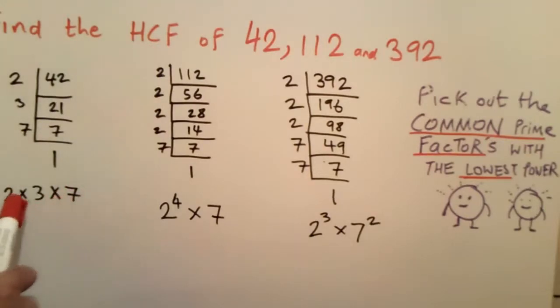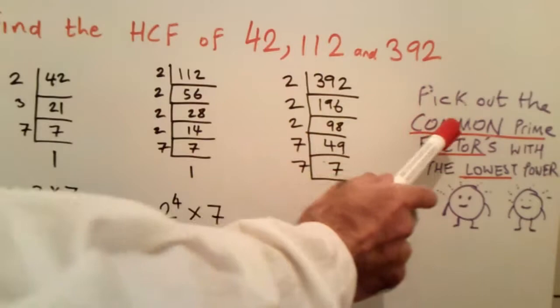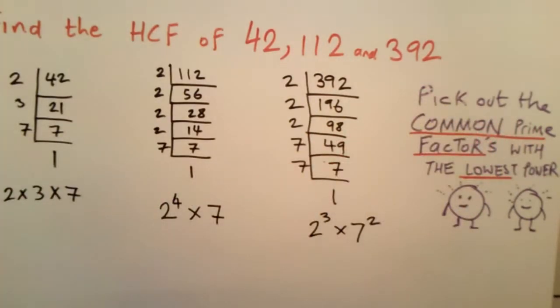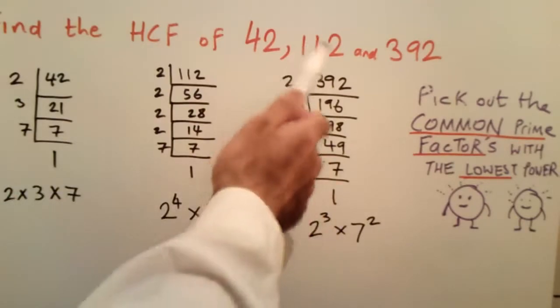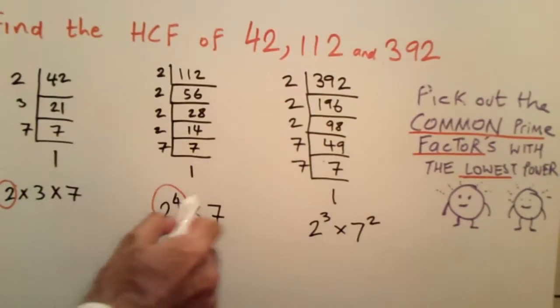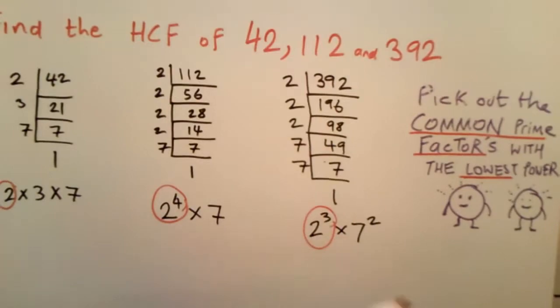So now that we've found the prime factors, remember what we do? We pick out the common prime factors with the lowest power. So let's have a look. What are the common prime factors that we have? Yeah, we've got a 2 in every one of the prime factors. So we've got a 2 there, and a 2 there, and a 2 there. So that means 2.